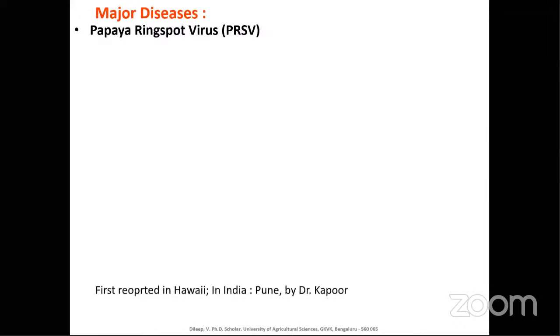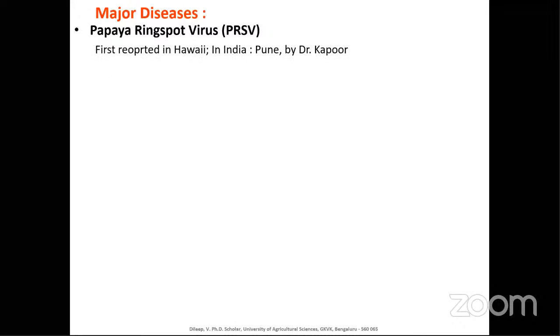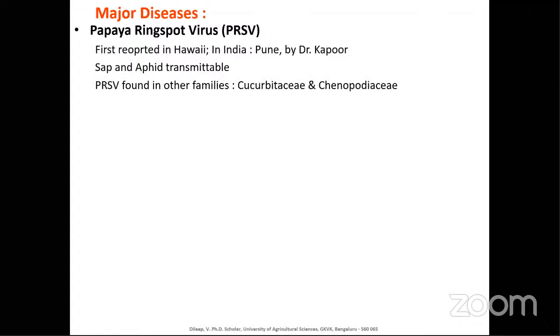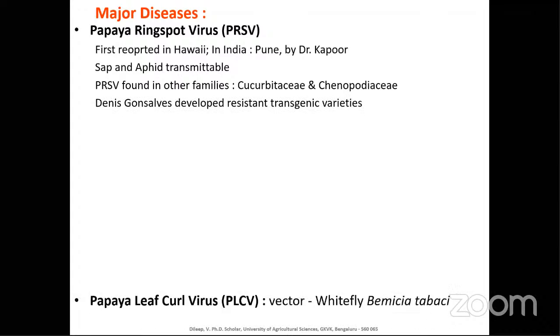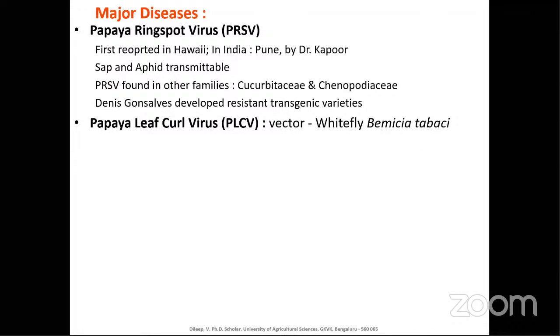Okay, so here, only the major pests and diseases are enough. Papaya ring spot virus is one disease from which a very huge number of questions will arise. Who reported it first, and when was it first reported? What work has happened? Transgenic varieties were developed for this. It was first reported in Hawaii, but in India it was first reported in Pune by Dr. Kapoor.